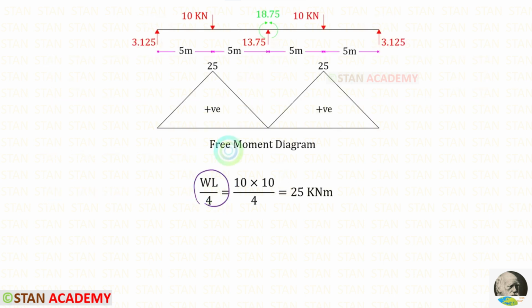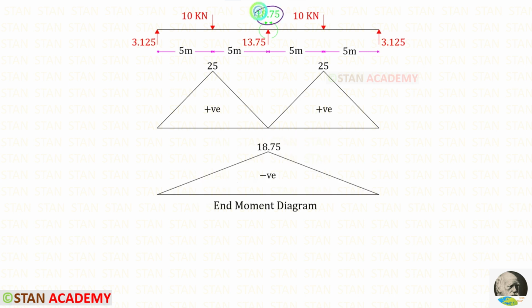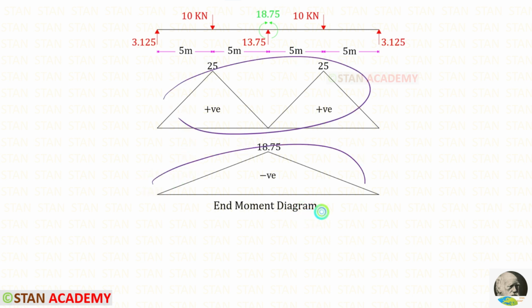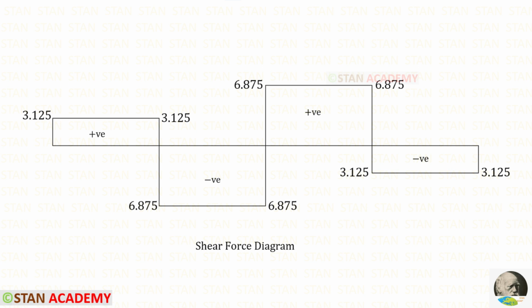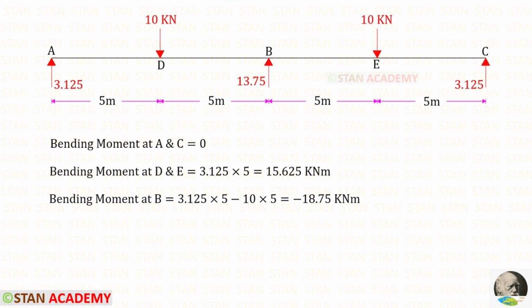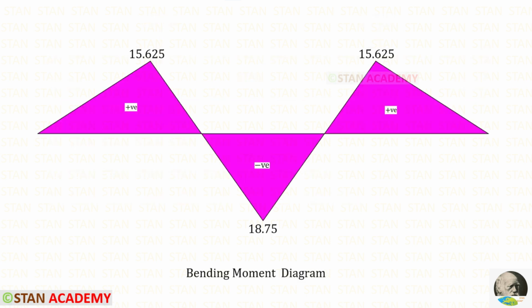Using this formula, we can draw the free moment diagram. Using MB, we can draw the end moment diagram. Then we can combine these two diagrams so that we will get the bending moment diagram by the superposition method. Here you can see the shear force diagram. Then we can find the moments at various points of the beam. This is the proper bending moment diagram.